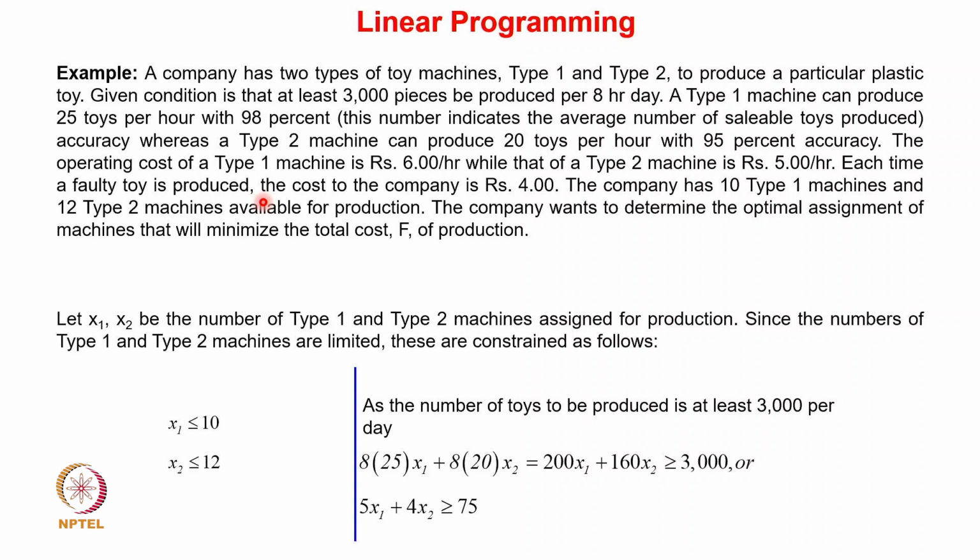Each time a faulty toy is produced, the cost to the company is 4 rupees. The company has 10 type 1 machines and 12 type 2 machines available for production. The company wants to determine the optimal assignment of the machines that will minimize the total cost for the production.